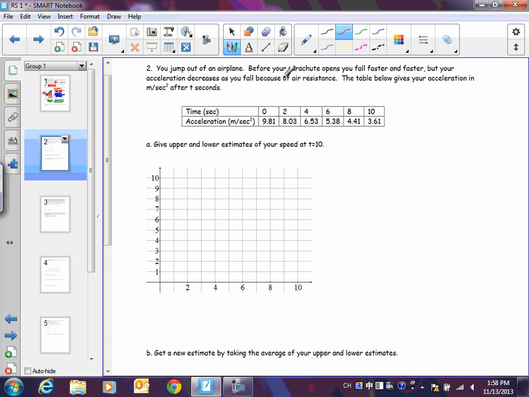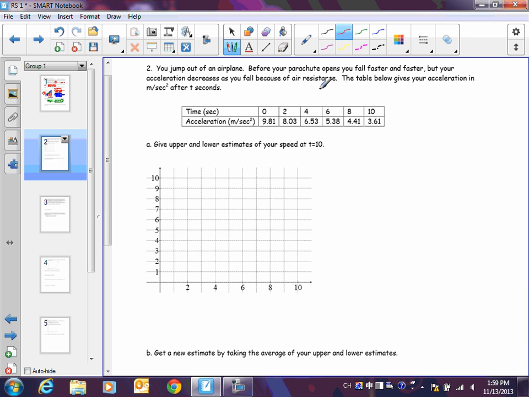So you jump out of an airplane, before your parachute opens, you fall faster and faster. So your velocity is increasing, but acceleration is decreasing as you fall because of air resistance. So here's what we're assuming, is that as you're falling, you're like this. You're not wearing one of those pointy helmets trying to speed to the earth. You are working against gravity here. It doesn't mean that you're falling slower. It just means that you're not speeding up as fast as gravity could cause you to.